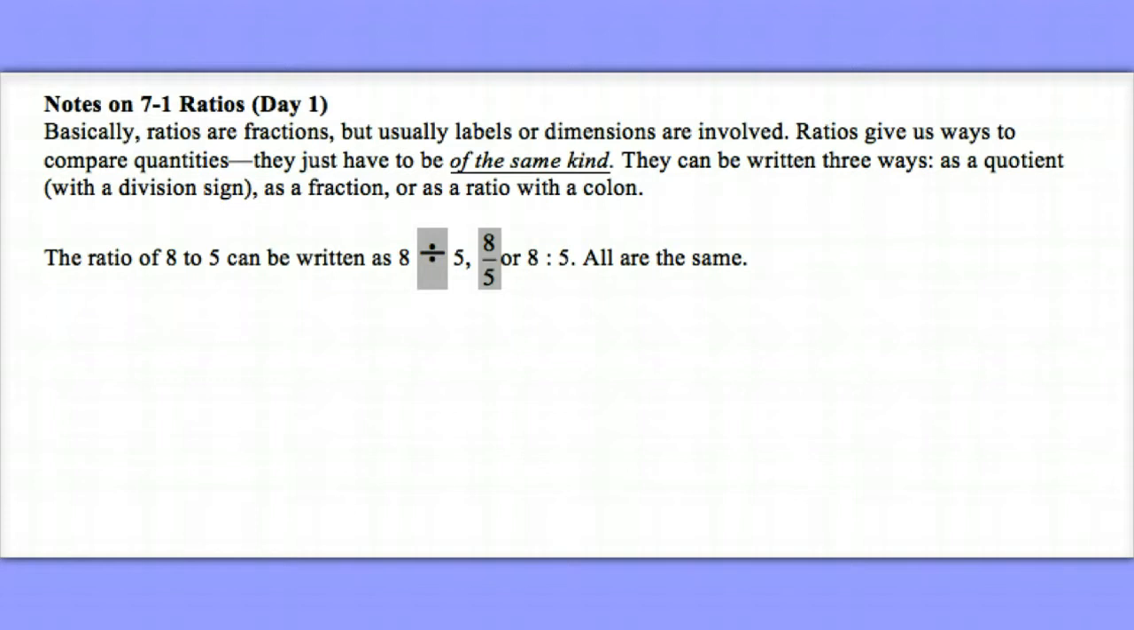They often have labels. They could be rates, such as miles per gallon or feet per minute. If we want to compare two numbers, though, the ratios need to have the same units, and we'll talk about this in a moment. The ratio can be written one of three ways. It can be written as a quotient with a division sign, or as a fraction, or as a ratio with a colon. And if you see the colon here, we would say 8 to 5.